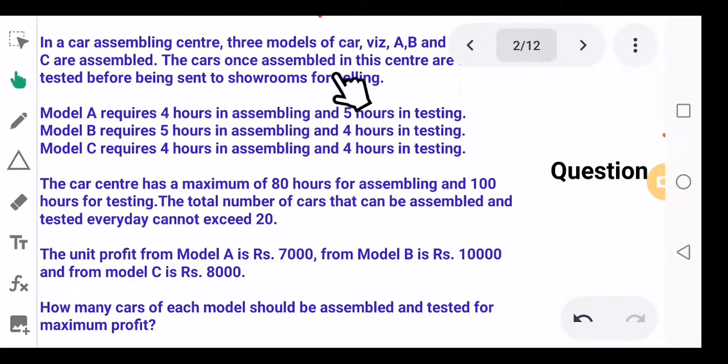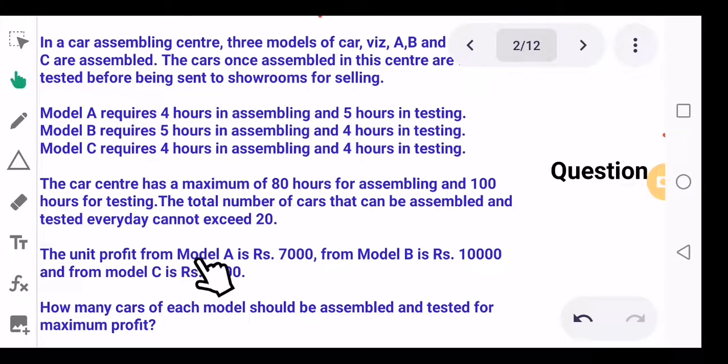The cars once assembled in this center are tested before being sent to showrooms for selling. Model A requires 4 hours in assembling and 5 hours in testing. Model B requires 5 hours in assembling and 4 hours in testing. Model C requires 4 hours in assembling and 4 hours in testing. The car center has a maximum of 80 hours for assembling and 100 hours for testing. The total number of cars that can be assembled and tested every day cannot exceed 20.